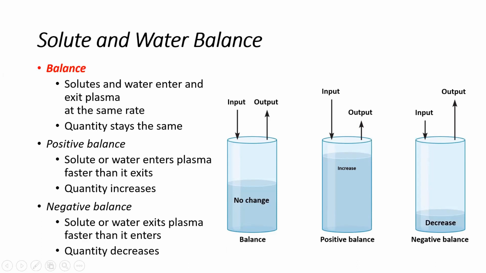And then we can also think about the alternative scenario if we have a negative water balance where we have solute and water exiting the plasma at a rate that is faster than they are entering. So again, the quantity is going to decrease here. We could think about dehydration as an example here, hemorrhaging or bleeding out as an example here. And as you would imagine, we lose volume, we therefore lose pressure because we lose solute and water collectively, okay?